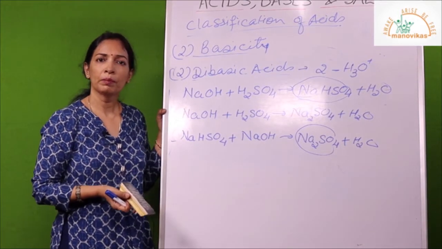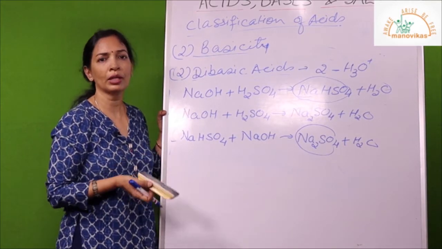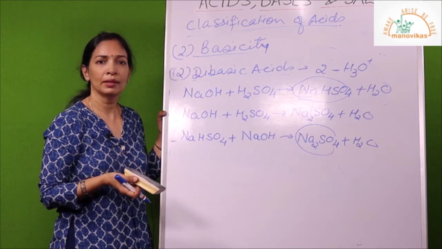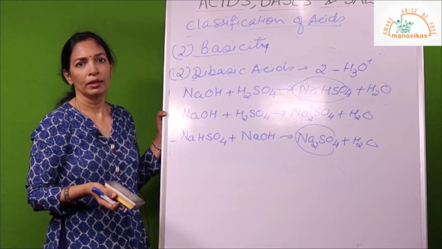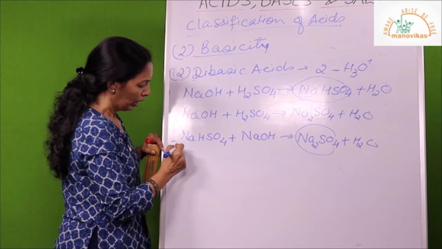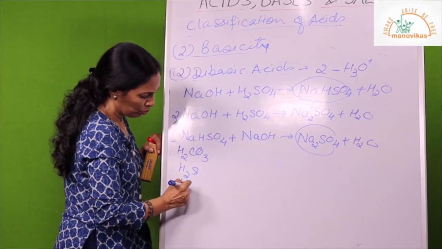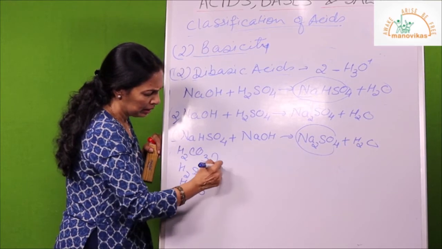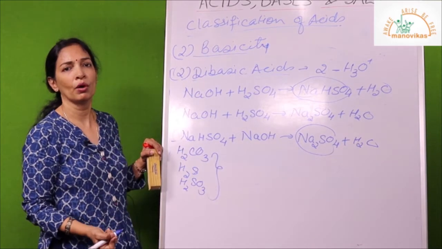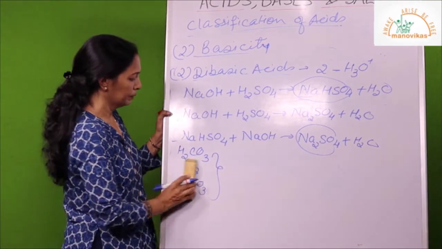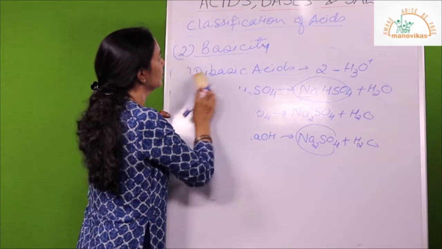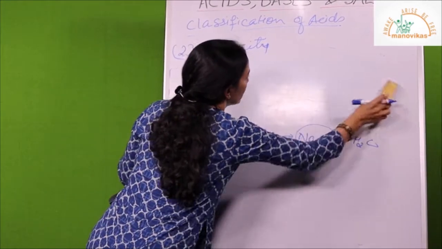What are the other examples of dibasic acids? Sulfuric acid, sulfurous acid, hydrogen sulfide, carbonic acid. So H2CO3 carbonic acid, H2S, H2SO3. These are some more examples of dibasic acids. Now the third class is tribasic acid.